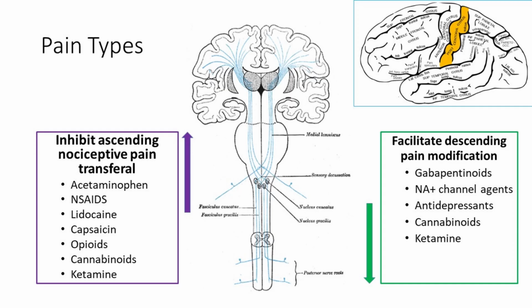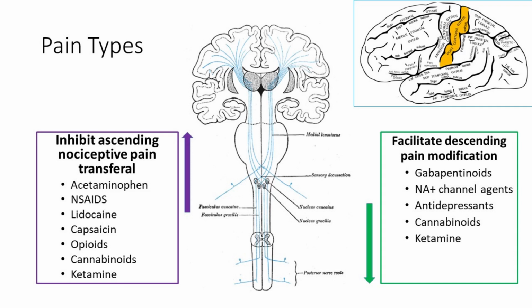On this slide, as you can see on the left side, we have pain medications which inhibit the ascending nociceptive pain transfer. This kind of medication includes acetaminophen, NSAIDs, lidocaine, capsaicin, opioids, cannabinoids, and ketamine.